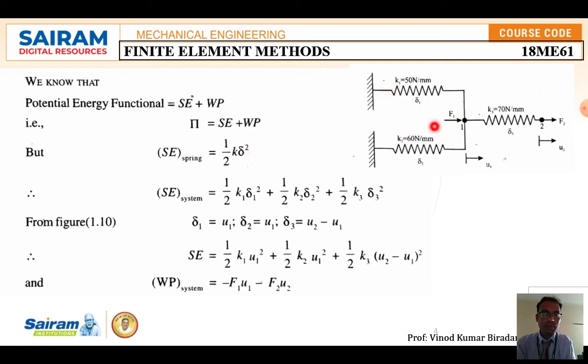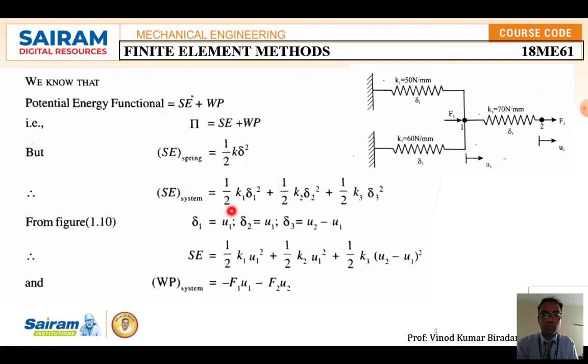But here three springs are given, so the total strain energy is obtained by adding all of these. Strain energy is equal to half of k1 delta 1 square plus half of k2 delta 2 square plus half of k3 delta 3 square. This is the total strain energy acting on the given spring mechanism.